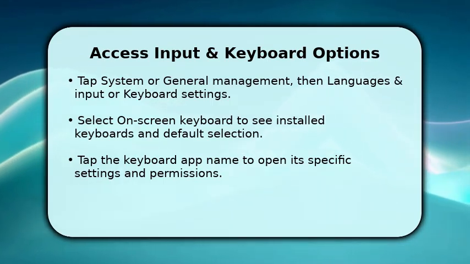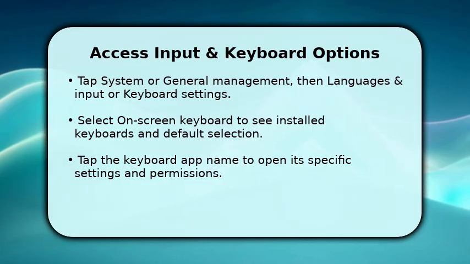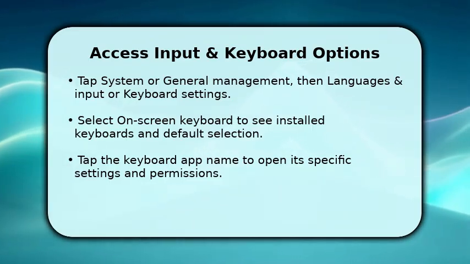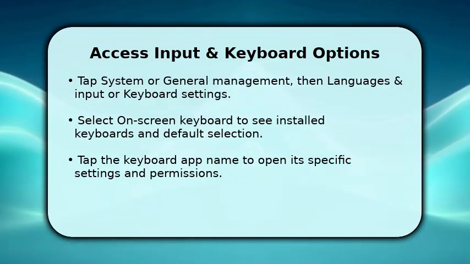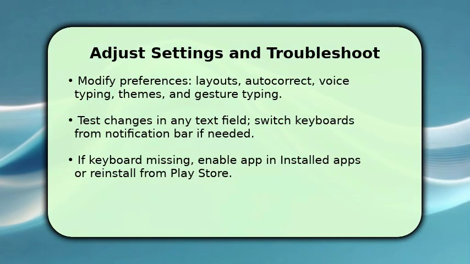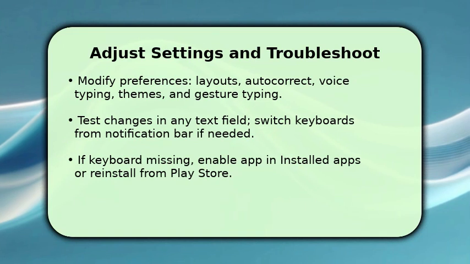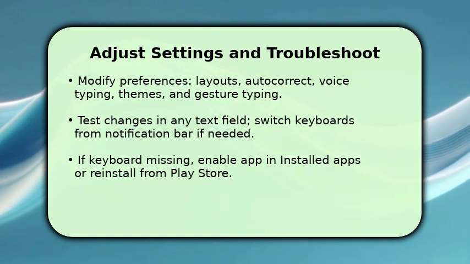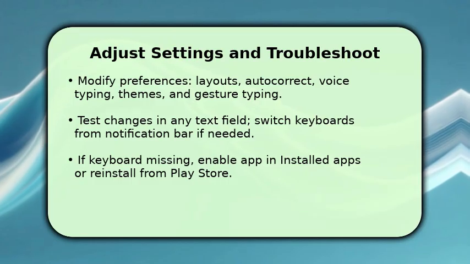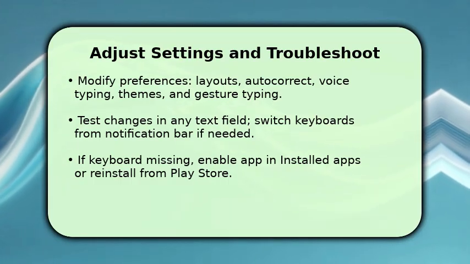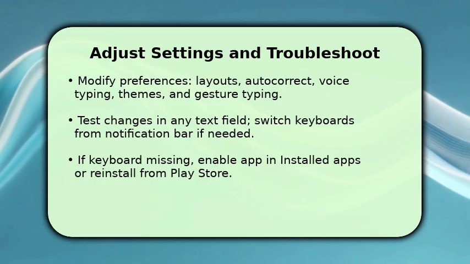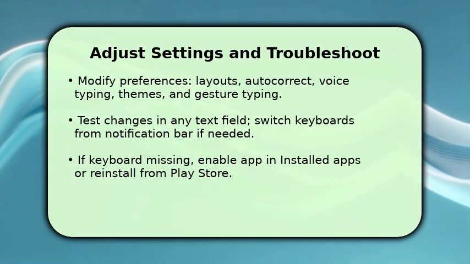Now tap the specific keyboard app name to open its detailed settings, where you can customize layout, themes, autocorrect, and permissions to match how you type and protect your privacy. Finally, change the settings you need: layout, autocorrect strength, gesture typing, voice input, and visual theme, because each option affects speed and accuracy. Once done, open a text field to test changes and make quick adjustments.